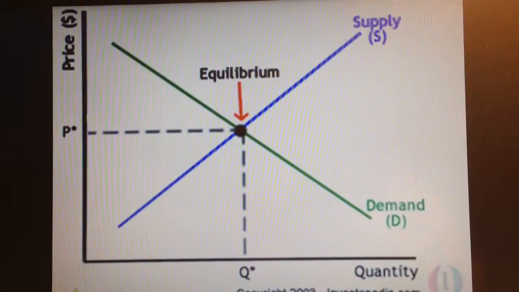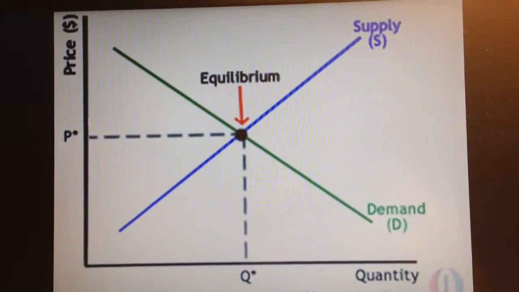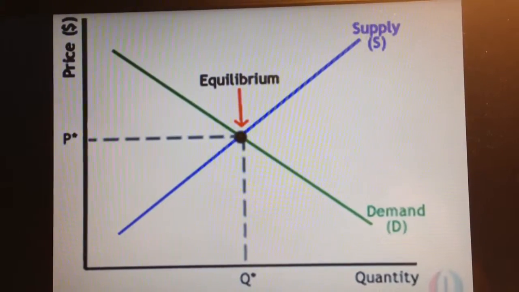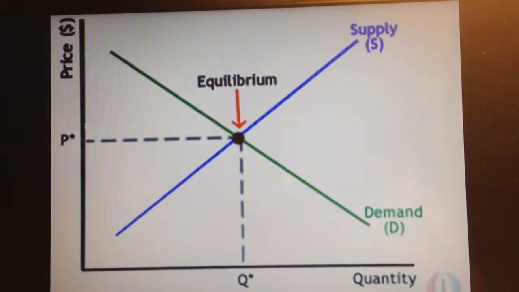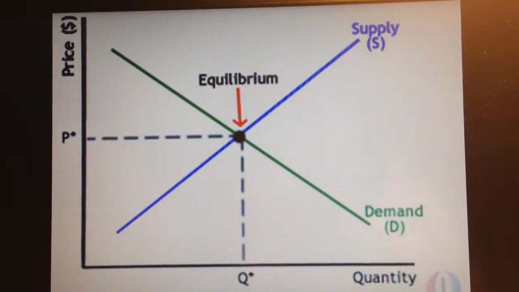The point at which the supply and demand curve meet is known as equilibrium. This point displays what the price and quantity of goods in the marketplace will be.